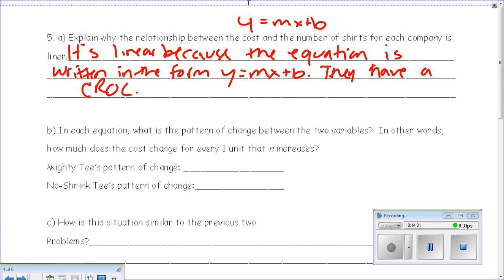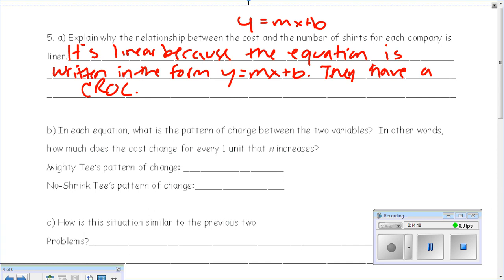And what is No Shirts? They have a number before the n. What is their constant rate? 4.5. 4.5, exactly. So they both have a constant rate. They're not the same, but they both have one. So that's how we know that they're linear lines, based on just looking at those equations. It's in that form, and they both have a constant rate.